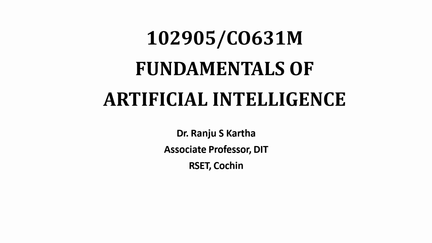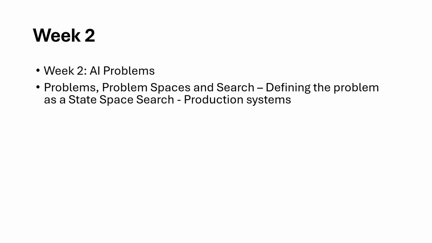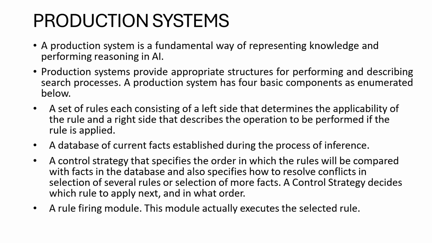Today we are going to discuss part 2 topics of week 2. So we have already discussed AI problems in the previous class. Now we are moving to production systems. So what is a production system? A production system is a fundamental way of representing knowledge and performing reasoning in AI.